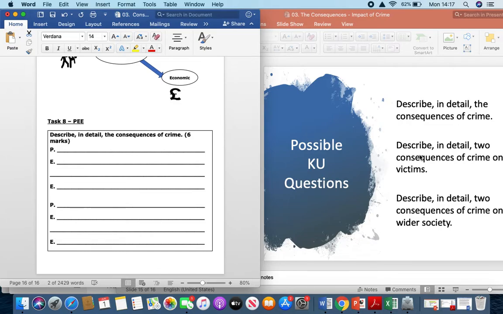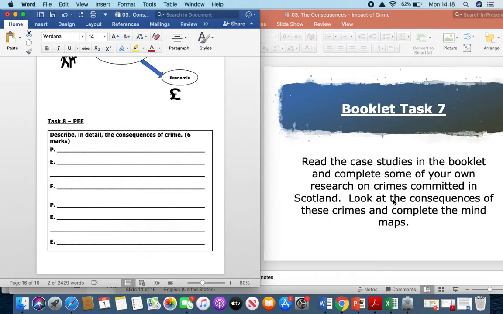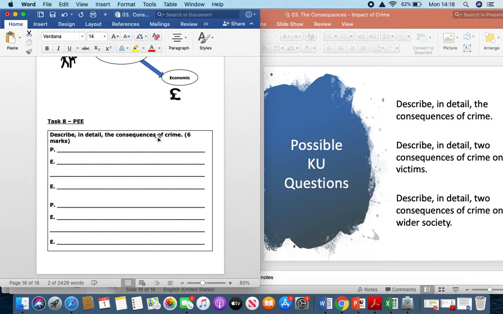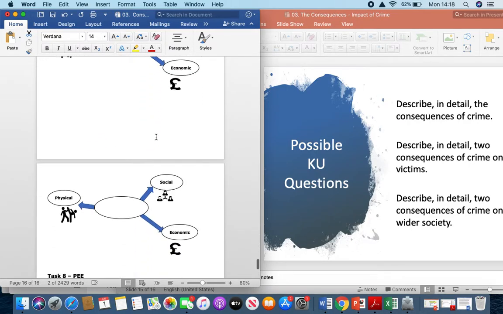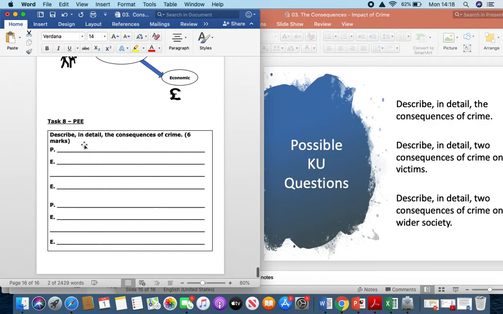Sorry. Right, so describe in detail the consequences of crime. You could do 1 consequence of crime as something that specifically happens to victims, or you could do it on wider society. So 1 consequence of crime on a victim is that they feel anxious. Explain what that means. Explain why they may feel anxious. And then give an example of a crime that would make them feel anxious.